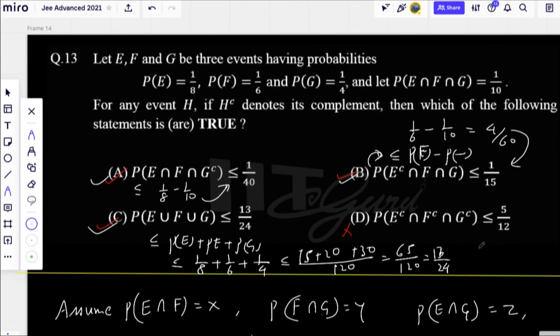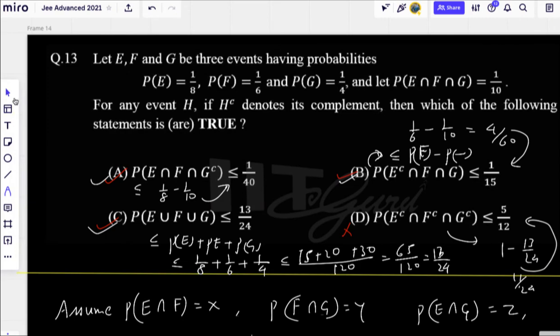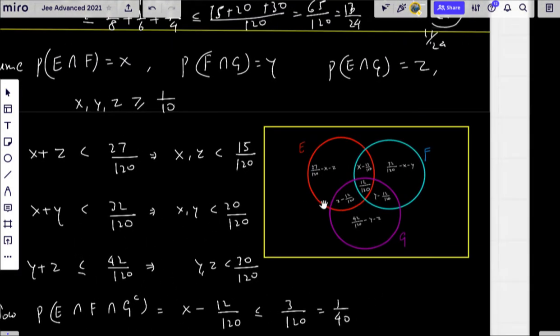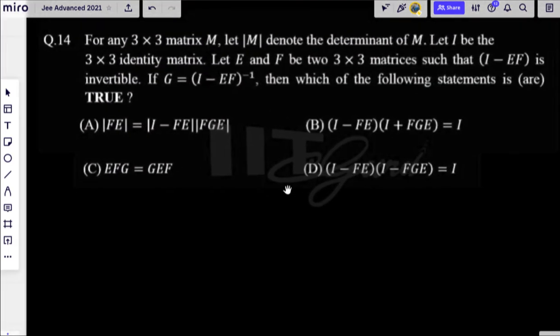What about this one? You can write 1 minus 13 by 24, which is not 5 by 12, that is actually 11 by 24. So this option is incorrect. In this way also you can do it in a very handy manner. This is a quick approach, but I will prefer to use the Venn diagram. That's okay. Come to question number 14.